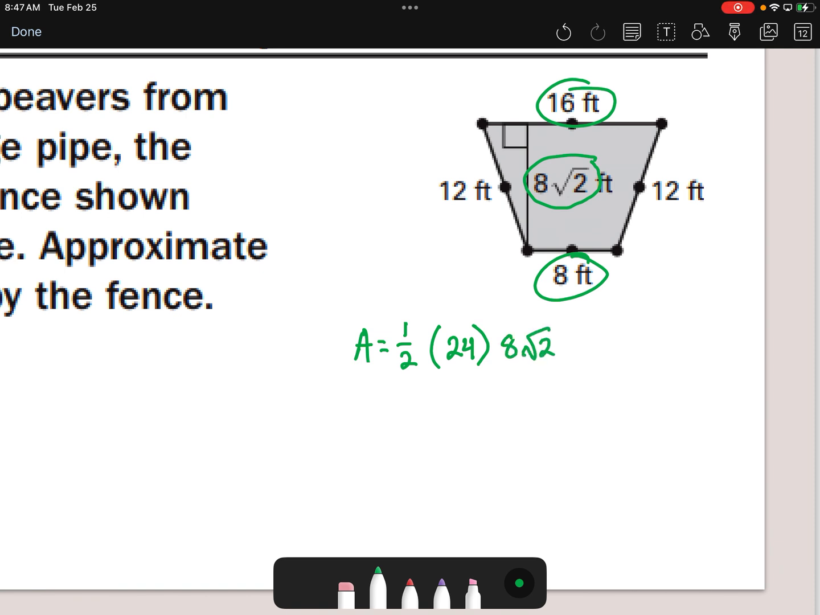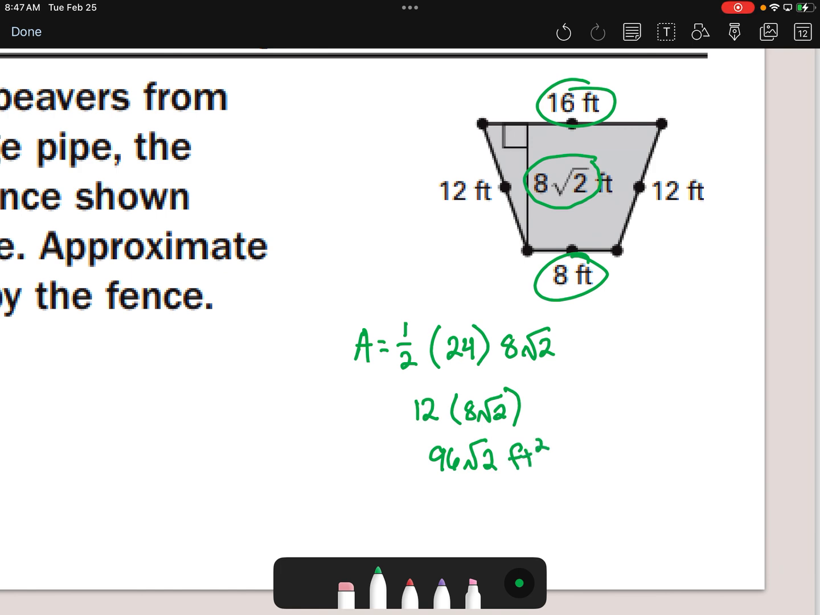Okay? What can I do first? When I multiply, I can start anywhere in that process. I'm going to just go 1/2 of 24, which is 12. And I'm going to multiply that by 8 square roots of 2. Does anyone know what 12 times 8 is? 12 times 8. Grab your calculator. 96 square roots of 2 just goes with it. That is your exact answer. 96 square roots of 2, and you could go feet squared.